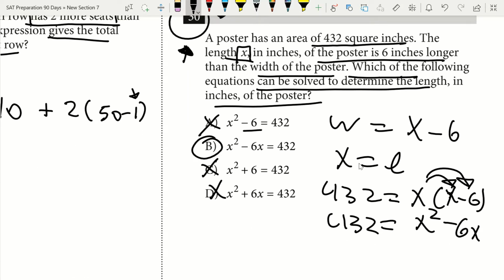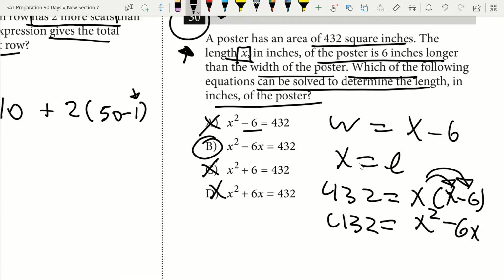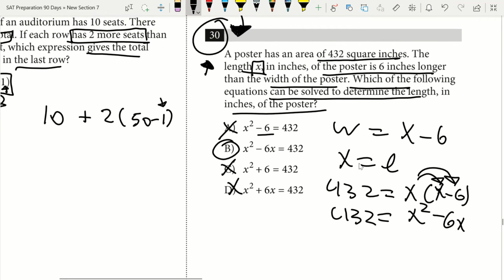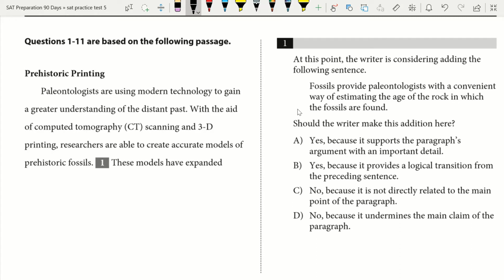That takes us through the math section today. With that, we'll go ahead and switch over to the other section. Let's get started with the writing section for today. So today we'll be going through SAT Practice Test 5.